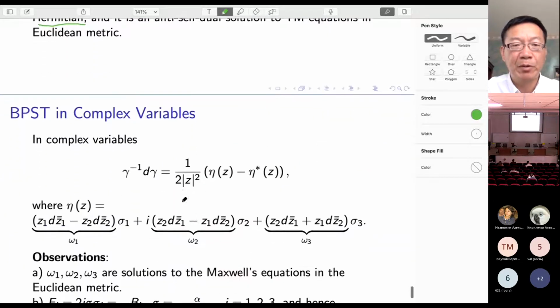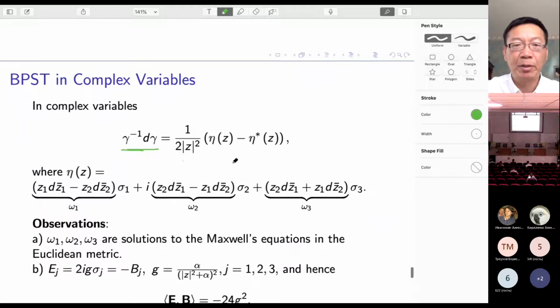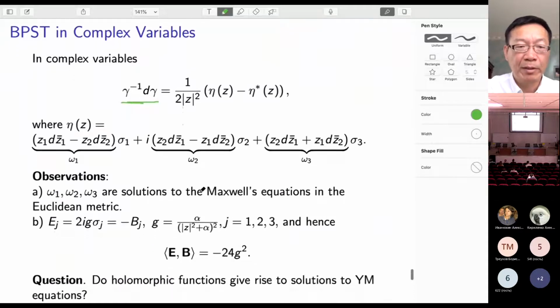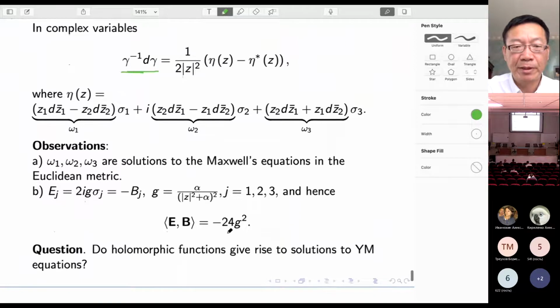And in complex variables, you can write this main part in this way, decompose in this way. And then you realize that eta can be written in this form, where all the coefficients here are actually solutions to the Maxwell's equations. And then if you care, you can calculate the inner product of the electric field and magnetic field. And it turns out to be this function where G is this real valued function.